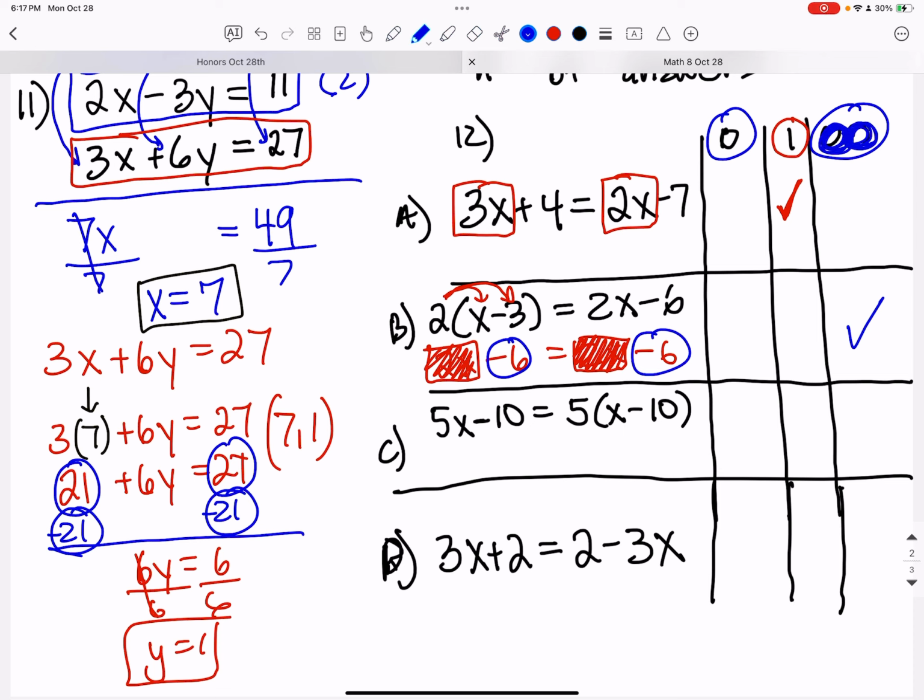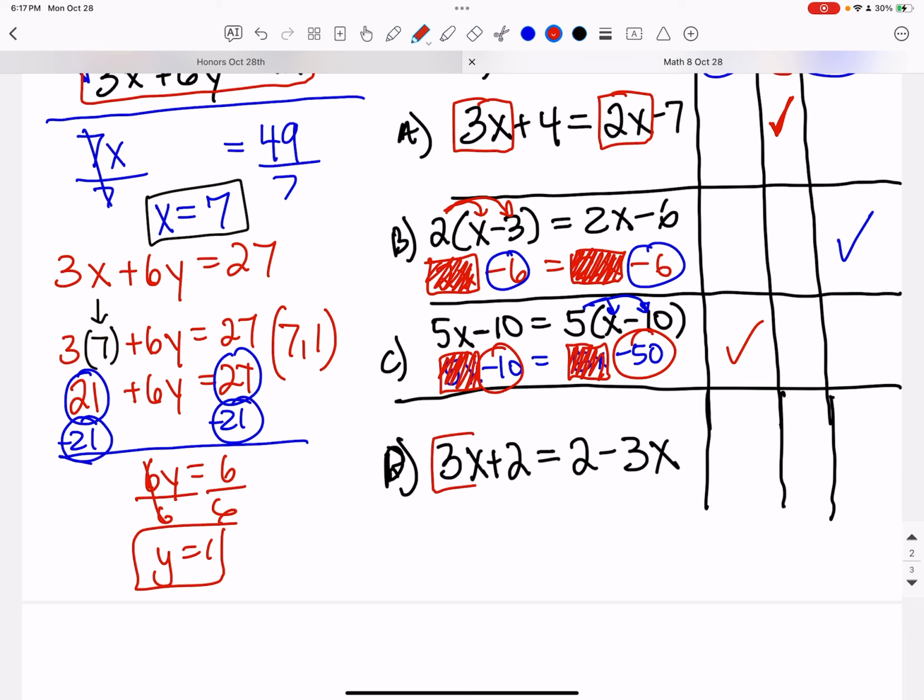Okay. Over here, 5x minus 10 equals 5 times x is 5x. 5 times negative 10 is negative 50. Okay, let's see. We have 5x on this side. We have 5x on this side. This is going to get weird. It's going to be 0 or infinity. Does negative 10 equal negative 50? Nope, not never.